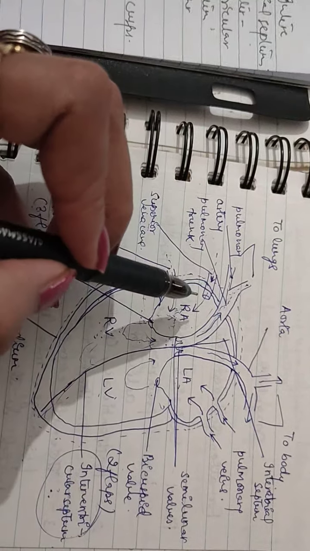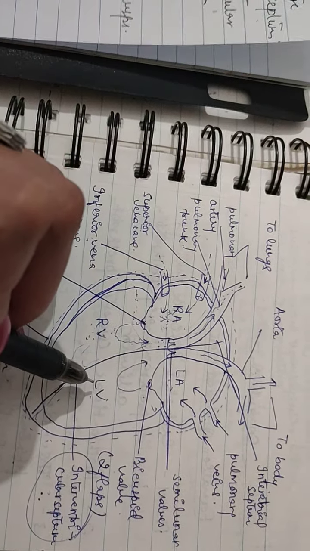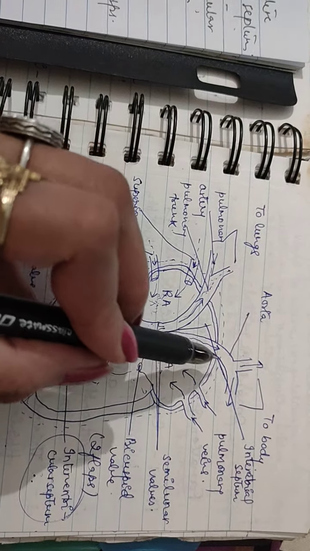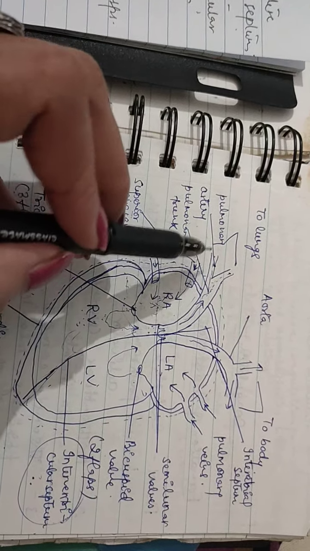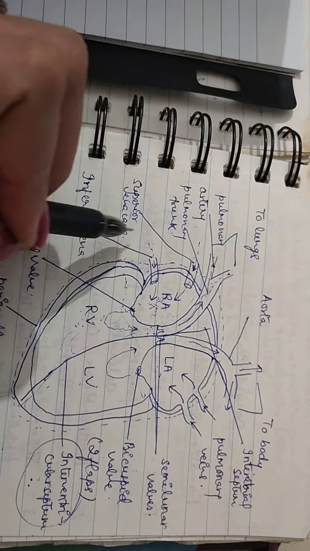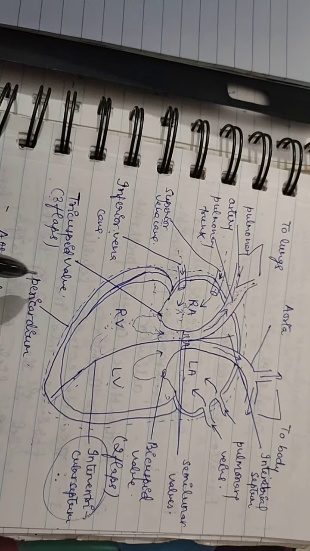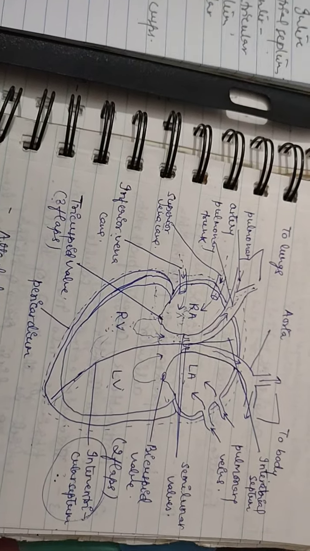So you can see here this is the structure: right atrium, right ventricle, left atrium, left ventricle. Here there are pulmonary veins, the aorta arises, the pulmonary arteries, the superior and inferior vena cava, the tricuspid valve, and the outermost layer, that is the pericardium.